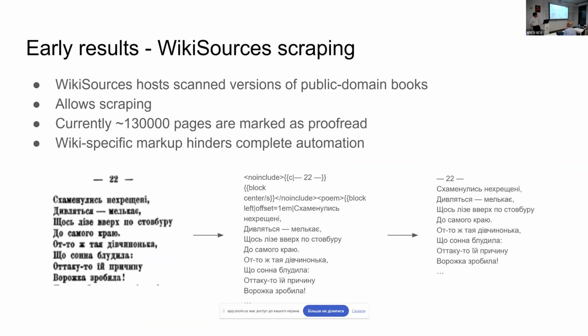The printed dataset was scraped from the Wikisource platform. It allows for scraping. I do everything in the terms, it allows scraping in the user agreement. This dataset is annotated by volunteers, and as of right now, there are around 130,000 pages that are annotated and marked as proofread.